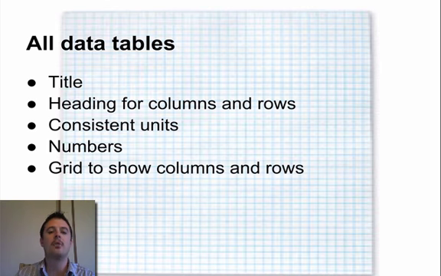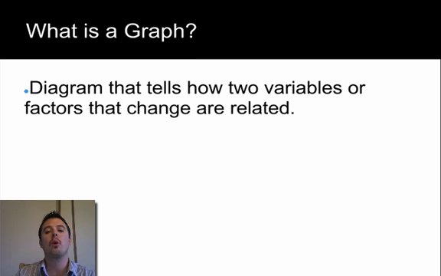So all data tables should have these 5 things. Number 1, needs a title. Tell me what that data table is about. 2, headings for columns and rows. What do these numbers mean? There's units. So if I've got a number, I can label either the column or the row. What does that number mean? You've got the numbers there, and you've got a grid in some way, shape, or form that shows exactly what number goes with what column or what row.